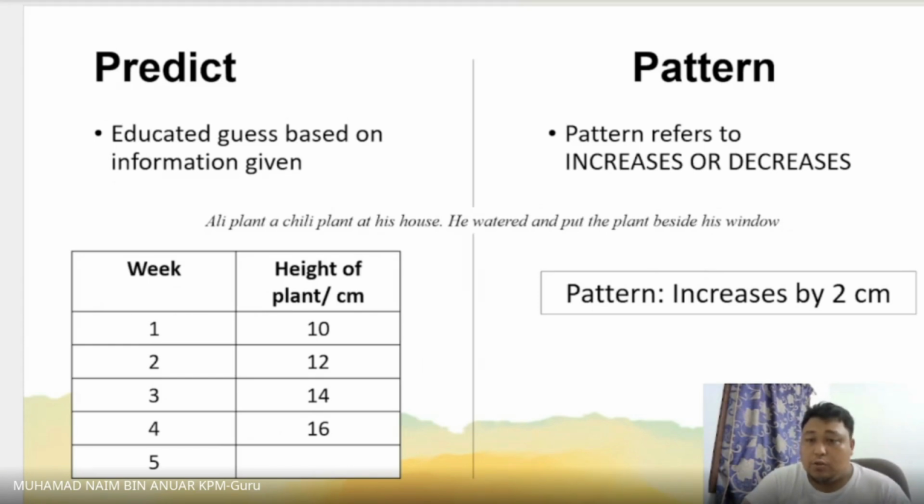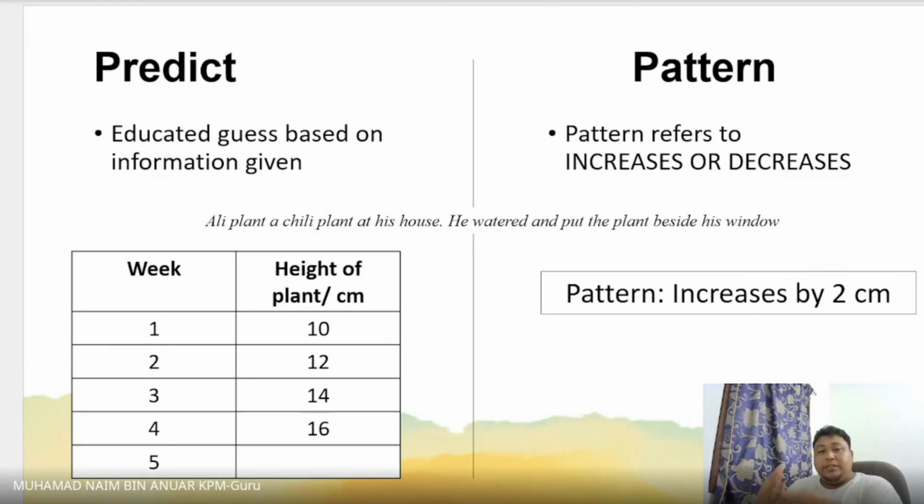So, week 5. In the comment, write the height for week 5. Yes, good. How do you know it's 18? Because week 1 is 10, going to week 2 is 12, up by 2 cm. To week 3, 14, up by 2 cm. 16, up by 2 cm. So you see the pattern.